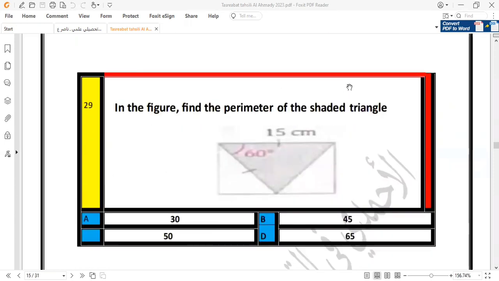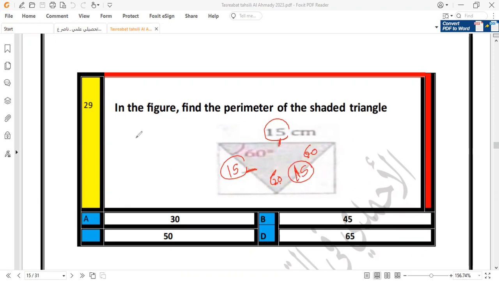In the figure, find the perimeter of the shaded triangle. Here, this is an isosceles triangle. This side is 15. Here, this angle is 60 degrees. So each angle here is also 60 degrees. Okay, so these angles are congruent. So this triangle is an equilateral triangle. Here 15, 15. So it will be 15 also.